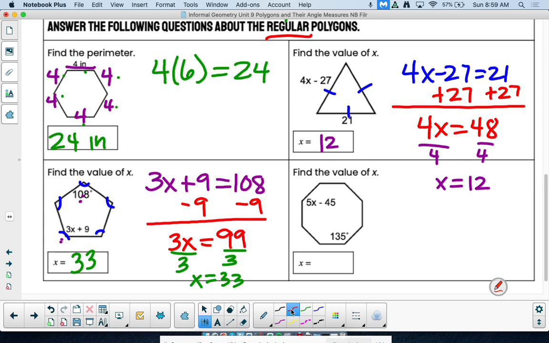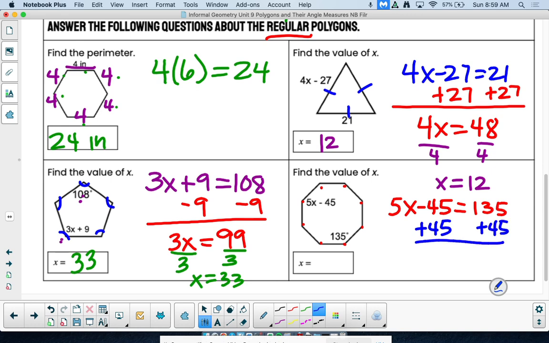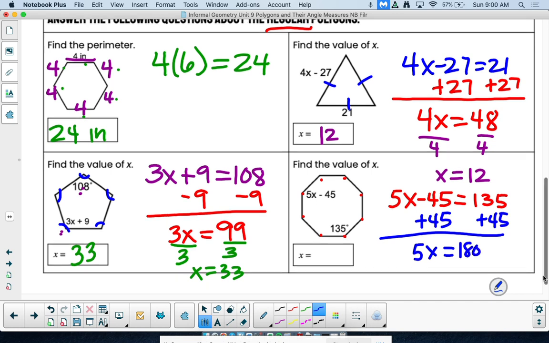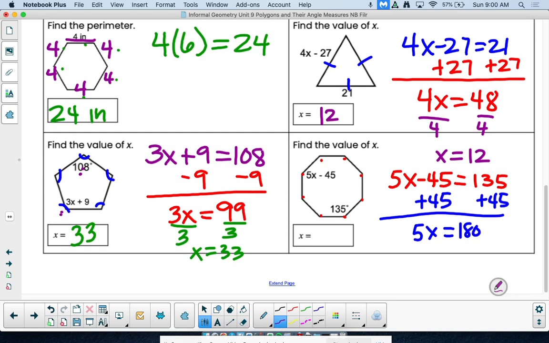Same thing on this last one, folks. It looks like we have an octagon, right? And we know that all of our angles in here are congruent because it's a regular polygon. So how do we find x? Well, we simply just put our 2 angles that we know things about equal to each other. So 5x minus 45 equals 135. Add over 45. So we get 5x is equal to 180. Divide by 5. 180 divided by 5 is 36.